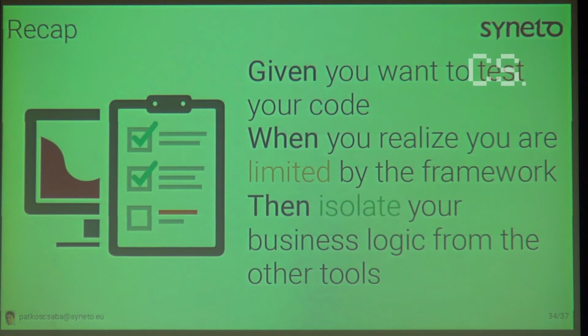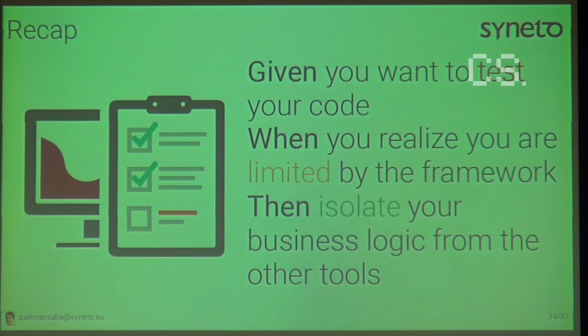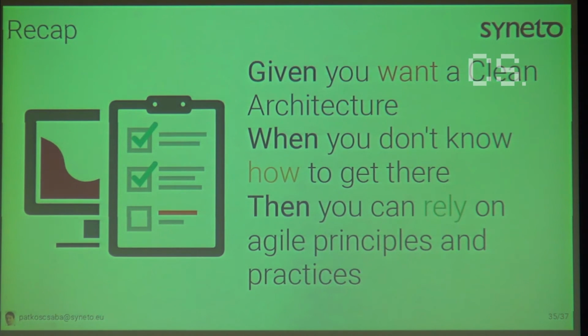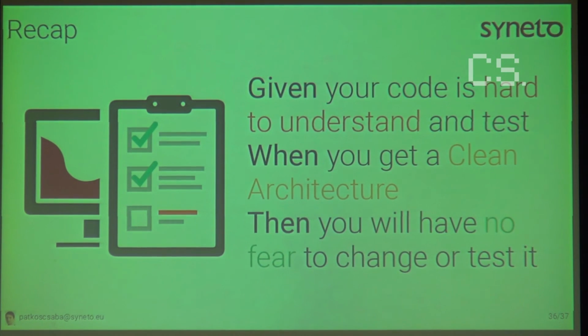Let's do a short recap. Given you want to test your code, when you realize you are limited by the frameworks, then isolate your business logic from the other tools. Given you want a clean architecture, because you decided in the first step, right? When you don't know how to get there, listen to tests and listen to Agile practices. They will help you a lot. And finally, given your code is hard to understand and test, when you get a clean architecture, you will have much less fear of change, both of the code and the architecture.